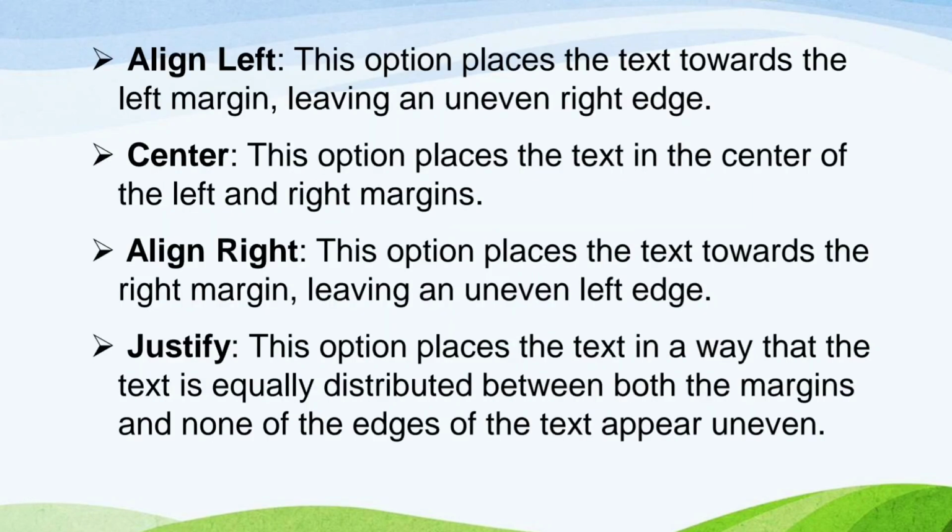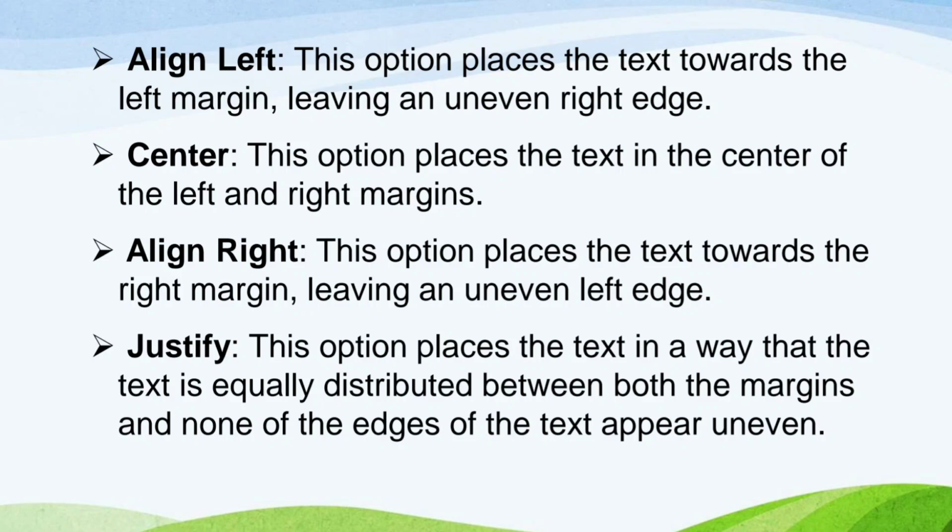So first is align left. This option places the text towards the left margin, leaving an uneven right edge. It means a paragraph's text is left aligned when it is aligned evenly along the left margin.